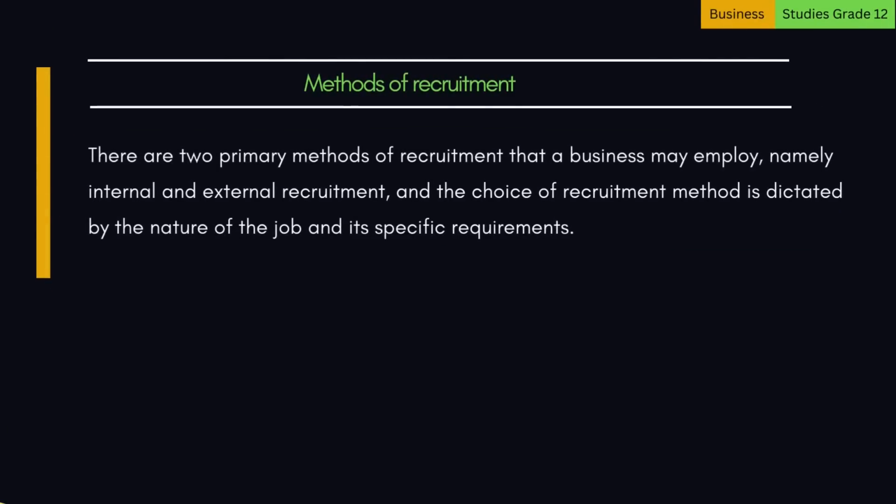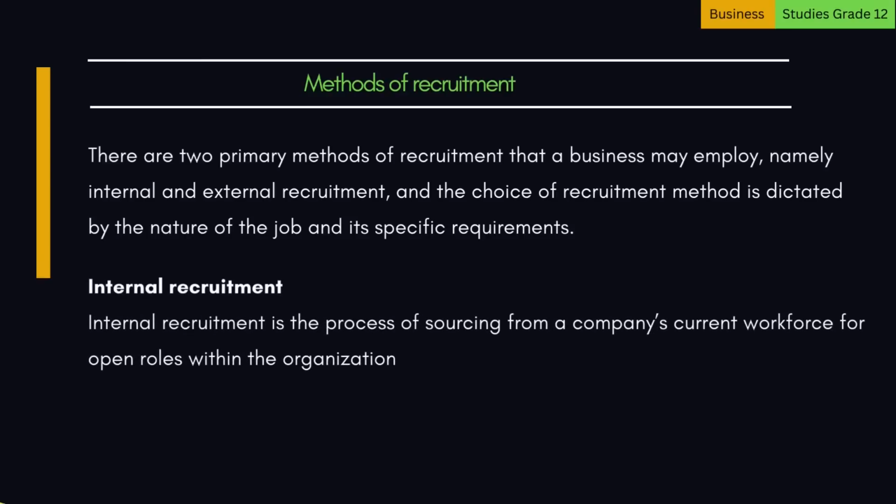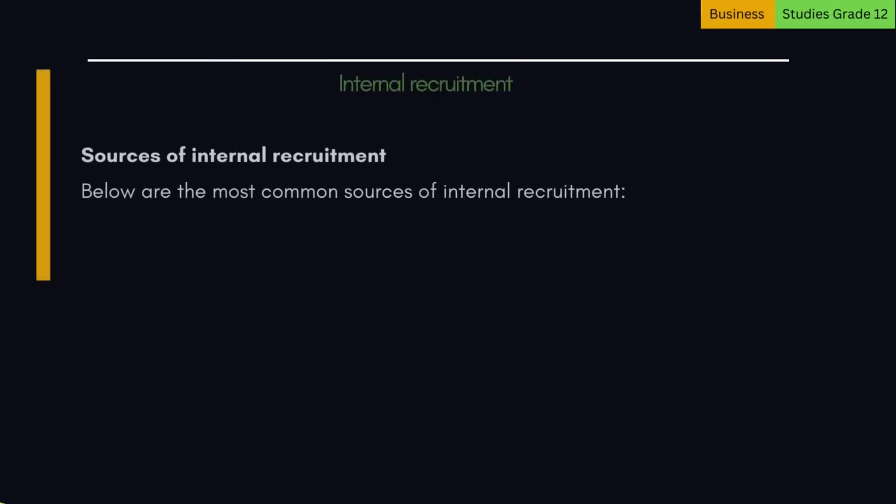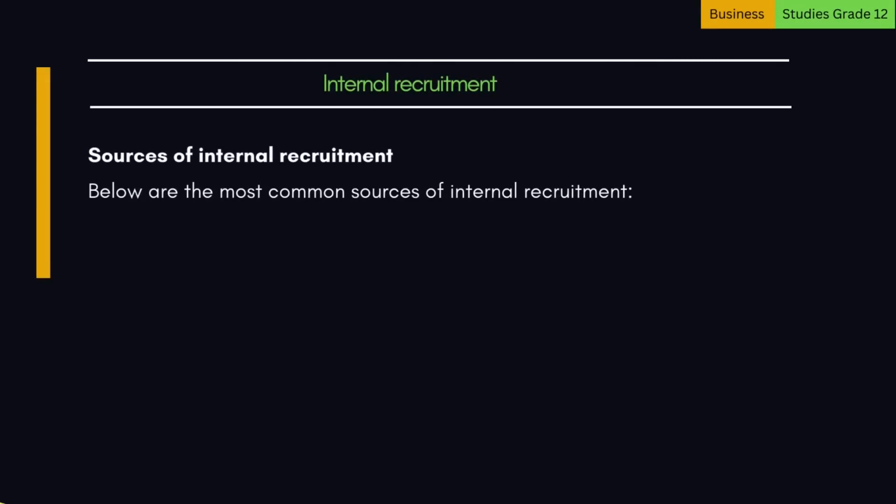Methods of recruitment. There are two primary methods of recruitment that a business may employ, namely internal and external recruitment, and the choice of recruitment method is dictated by the nature of the job and its specific requirements. Internal recruitment. Internal recruitment is the process of sourcing from a company's current workforce for open roles within the organization. Sources of internal recruitment. Below are the most common sources of internal recruitment.